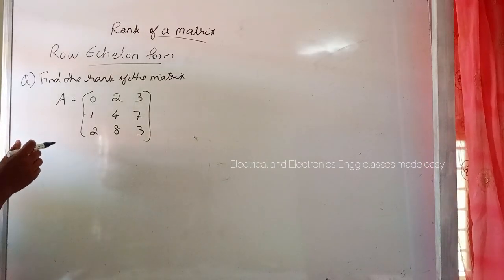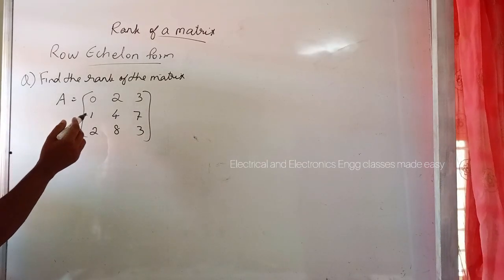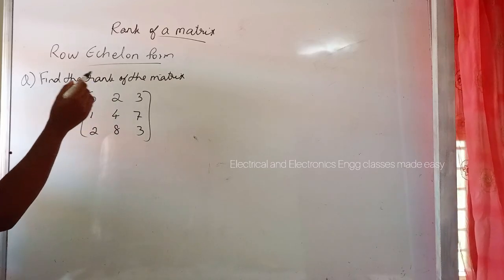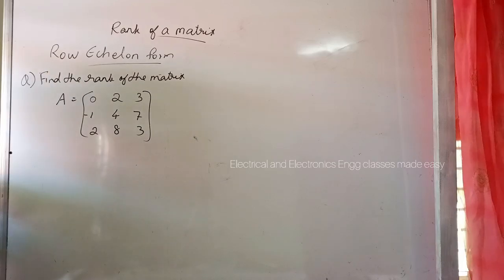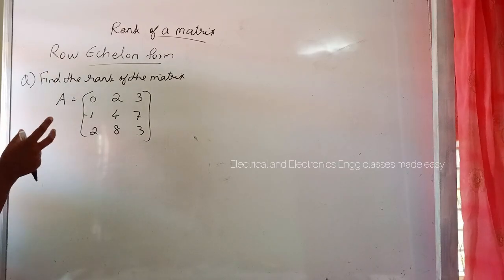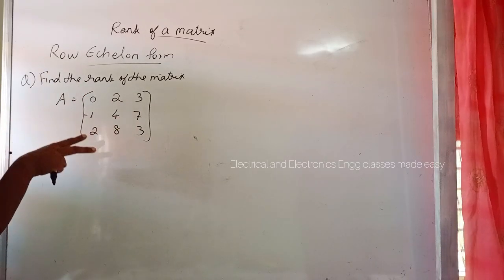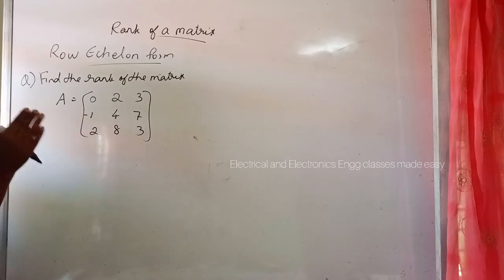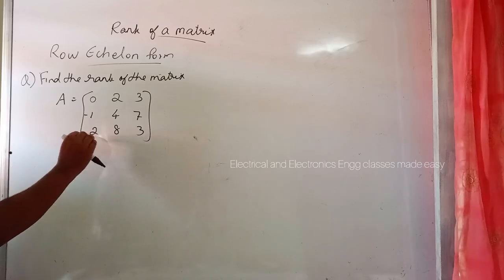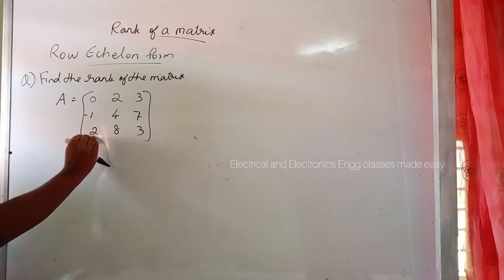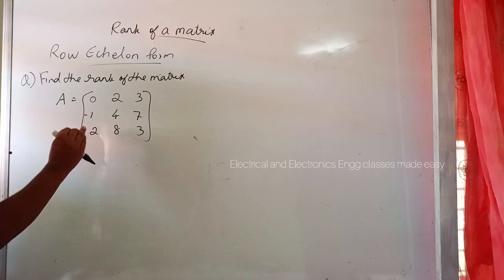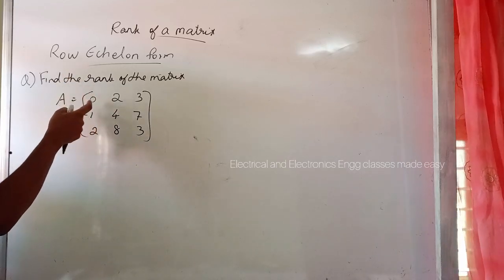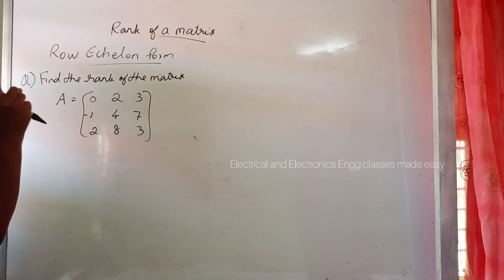We have to find the number of non-zero rows in the row echelon form. So let us do a problem. Find the rank of the matrix A equal to [0, 2, 3; -1, 4, 7; 2, 8, 3] by reducing to row echelon form. First of all, we have to reduce this matrix into row echelon form. For that, we use elementary row operations. We make this row 0 and this row 0 like that. Before that we have to make the first element 1.